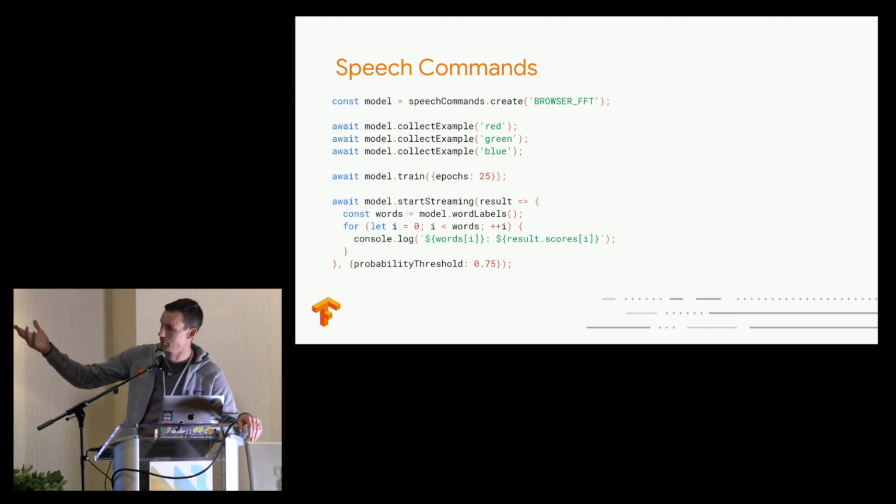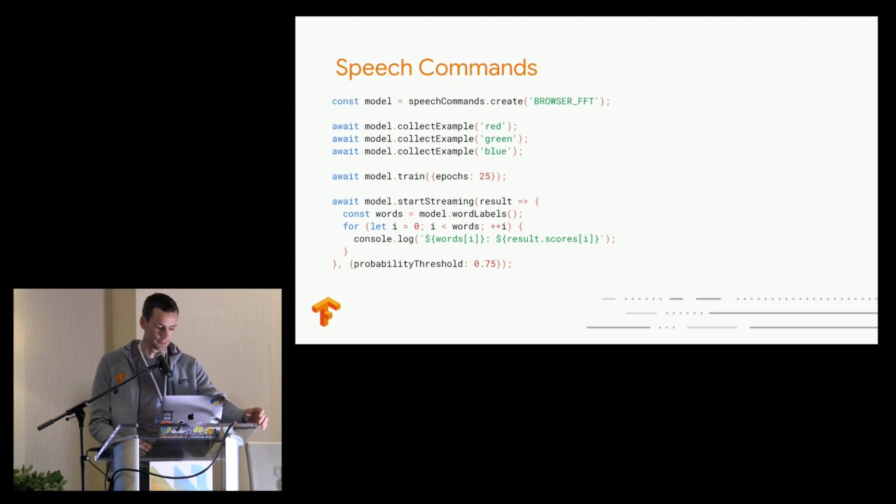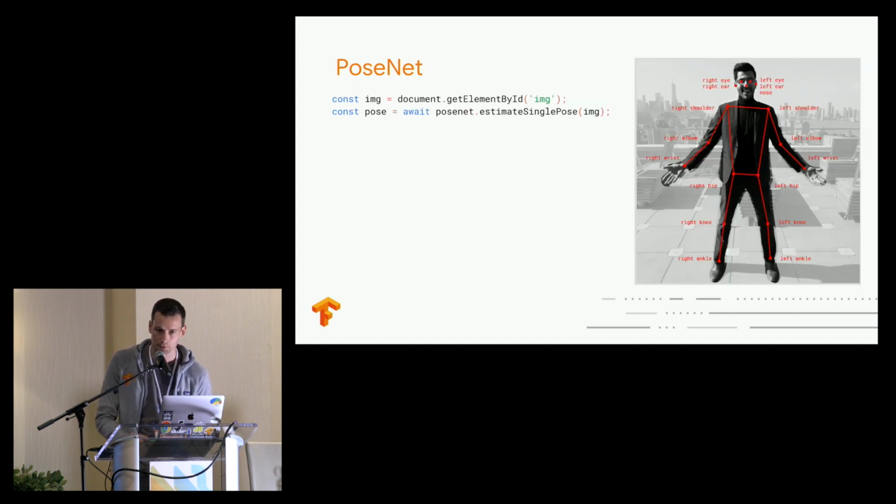And for each one, we listen for some audio. Those come out as labels, and we just console.log with probability. So this is all an off-the-shelf model you can use to get simple audio commands today. And again, it's all available over NPM. This one we've had for a little while.